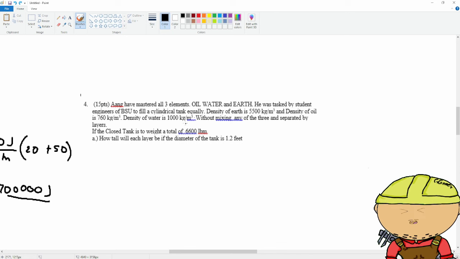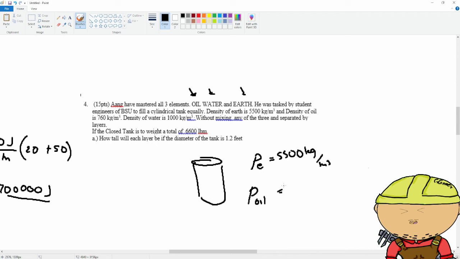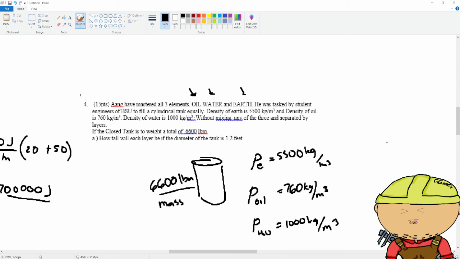I have mastered all three elements: oil, water, earth. He was tasked by student engineers of BSU to fill a cylindrical tank equally. The density of earth is 5,500 kilograms per cubic meter. The density of oil is 760 kilograms per cubic meter. The density of water is 1,000 kilograms per cubic meter. Separated by layers, the closed tank is 6,600 pound mass. How tall will each layer be if the diameter of the tank is 1.2 feet?